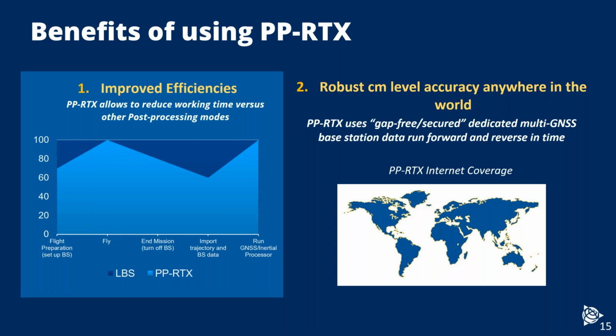Point number 2, PP-RTX can also produce very accurate results within the 3 to 6 centimeter RMS error range. And that's available anywhere in the world at any time.